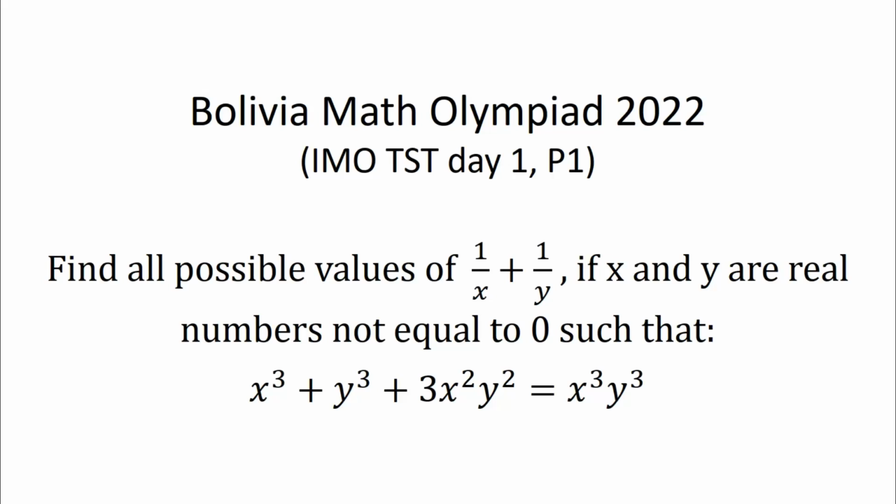The problem states, find all possible values of 1 divided by x plus 1 divided by y if x and y are real numbers not equal to 0, such that x cubed plus y cubed plus 3x squared y squared is equal to x cubed times y cubed.